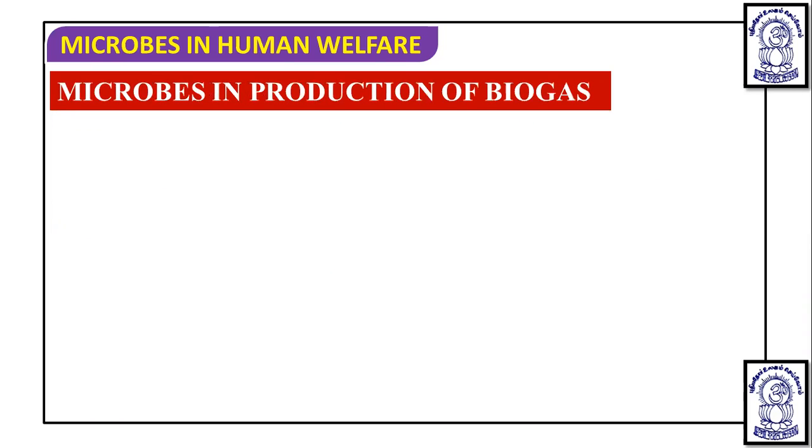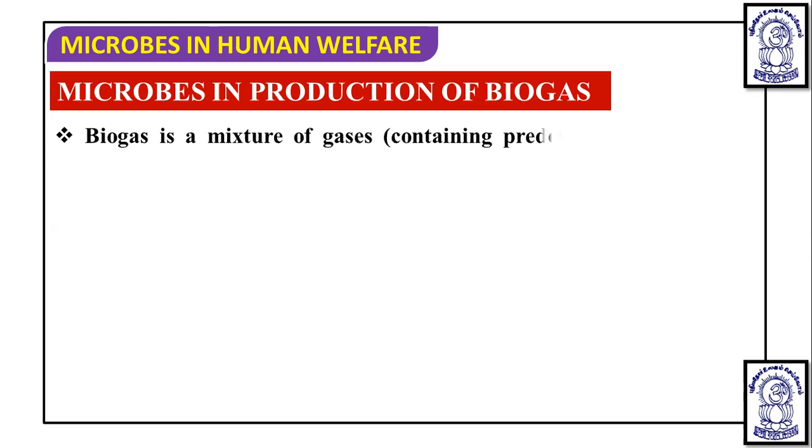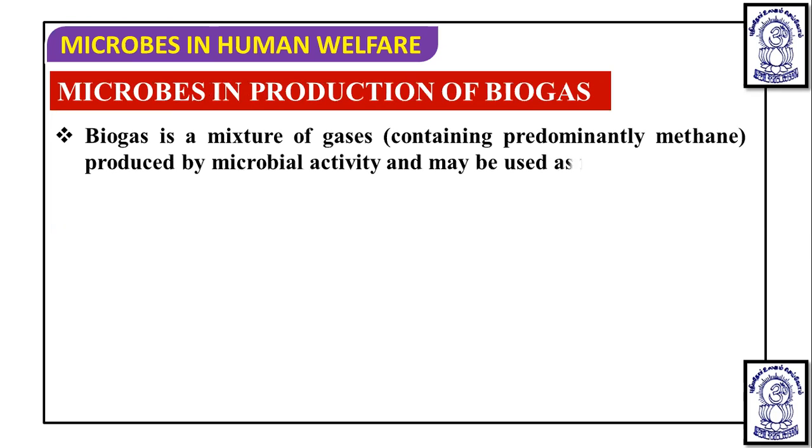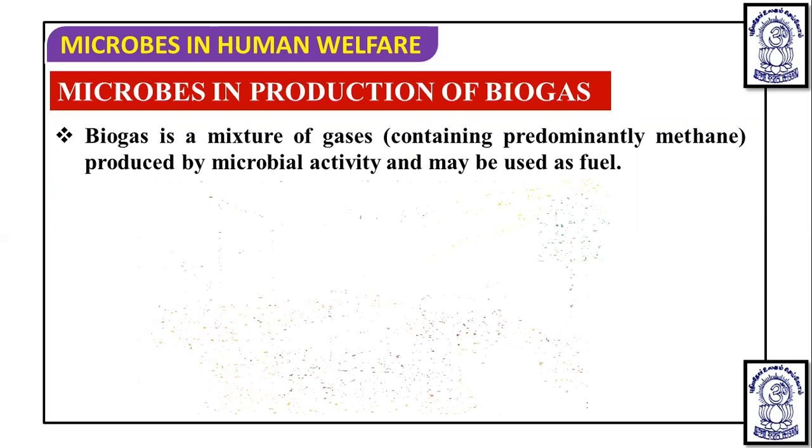So, microbes in production of biogas and their uses. Biogas is nothing but a mixture of gases. What is biogas? First, understand that it is a mixture of gases, and in this mixture it predominantly contains methane, that is CH4. Apart from this, other gases are also there, like CO2, H2, N2, H2S. These gases are also produced by microbial activity, and may be used as a fuel as well. But this biogas will have methane in a predominant amount.